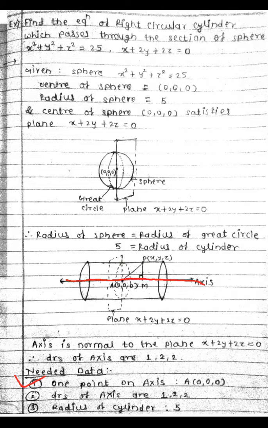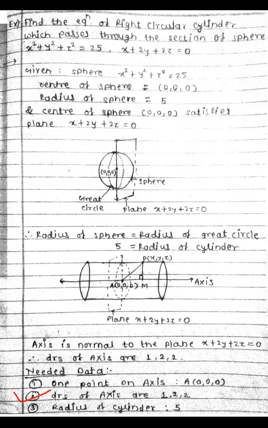So this point A means the center of a sphere, and it is also the center of a great circle. So we say that this point lies on the axis. Now, second, we require the direction ratios of the axis, which we need to find here.